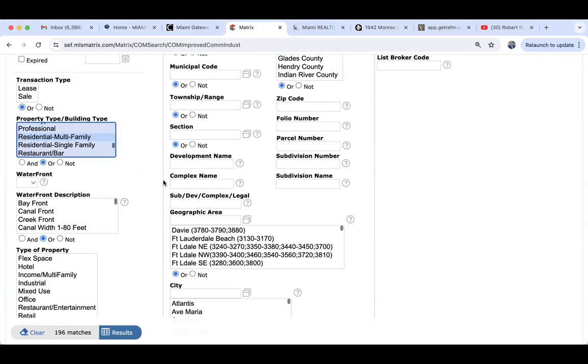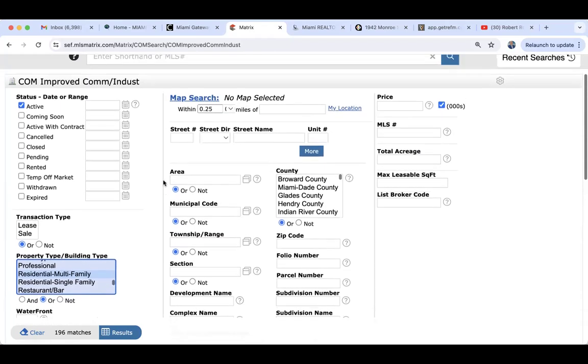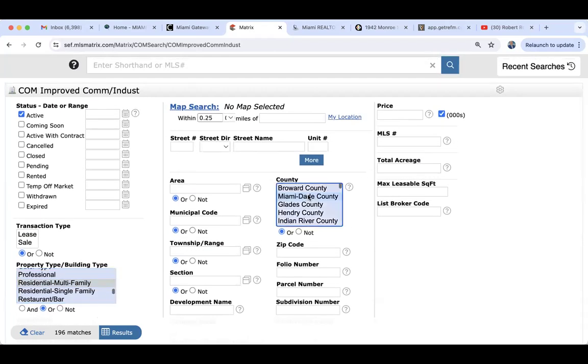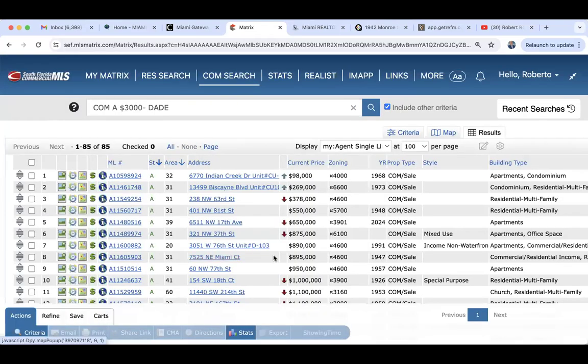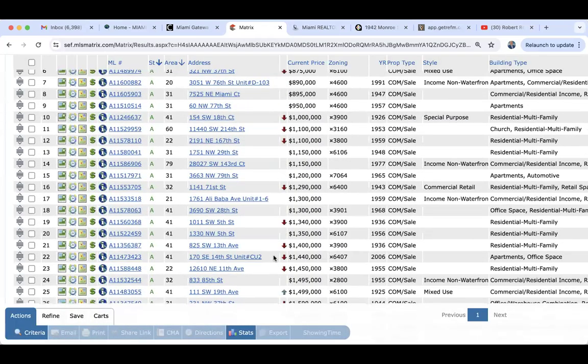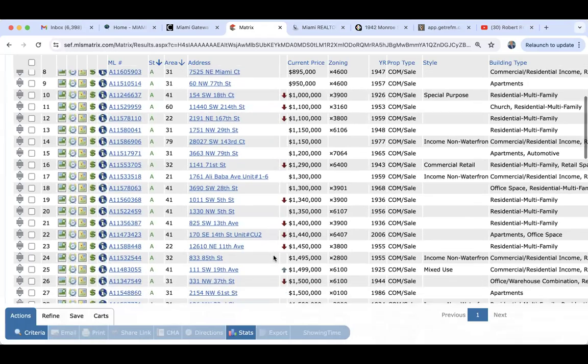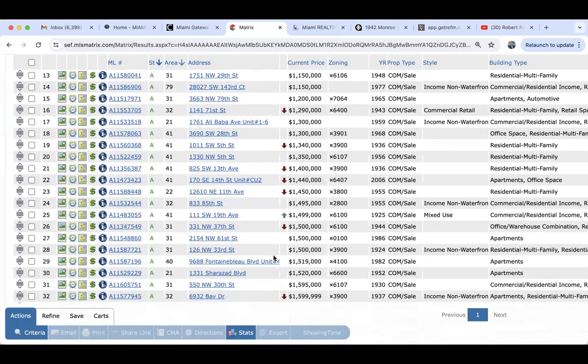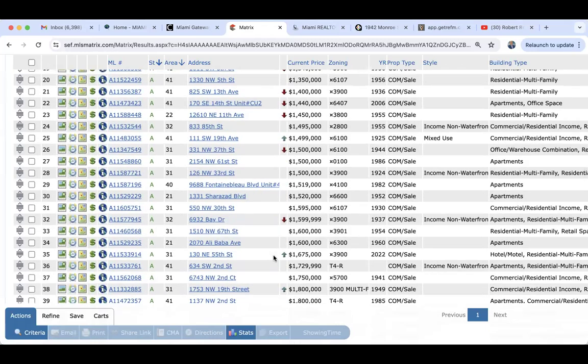All right. So now let's say we're looking for that type of property in Miami-Dade and we're looking to purchase it. So for sale, and we got 146. All right. And let's say that our price range is to not exceed $3 million. Let's go $3 million or less. We got 85 matches. You click on results, and here are our larger sized units, right? Our larger sized units and their price.